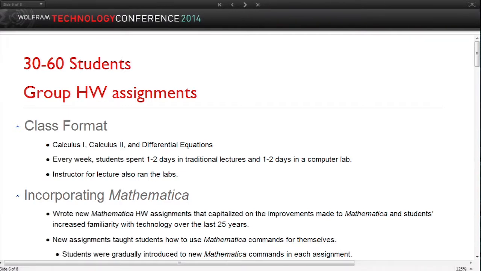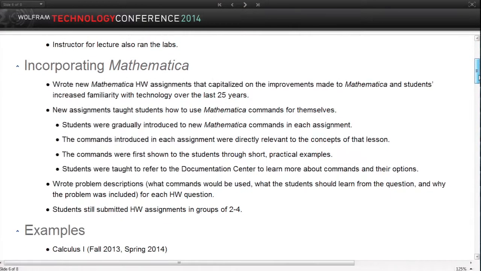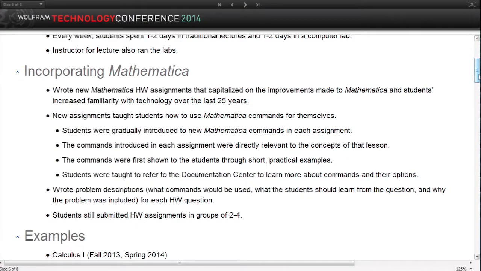So what did I do? Primarily, I did what I had been asked to do, and that was basically to capitalize on the improvements to both Mathematica in the last 25 years and in our users, the students' familiarity with computers in the last 25 years. We can all probably admit that there are students who are much more comfortable with technology out there than we are as the instructors.